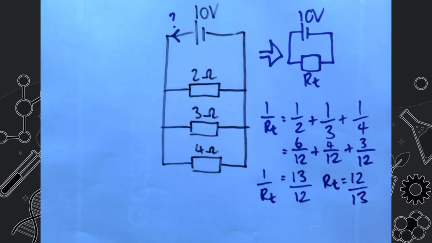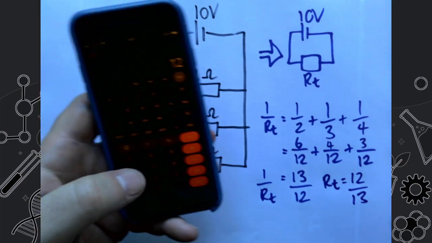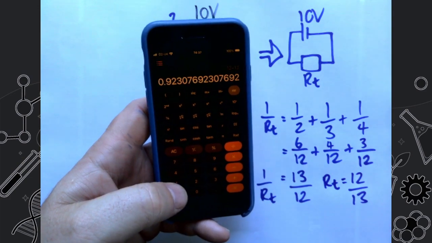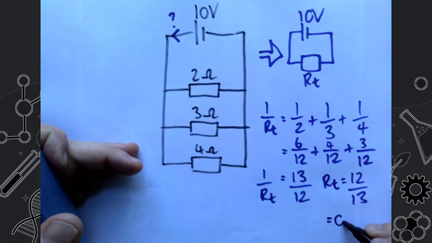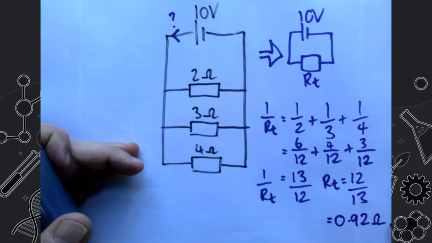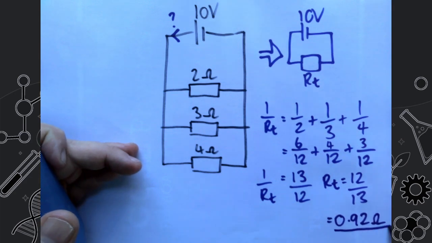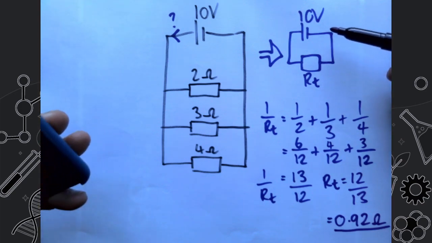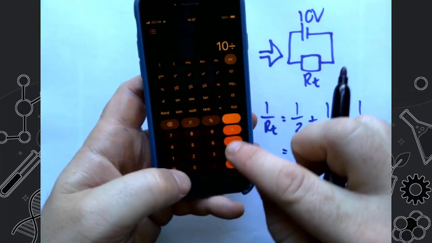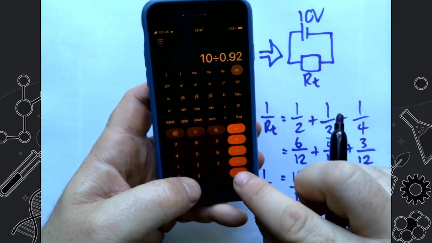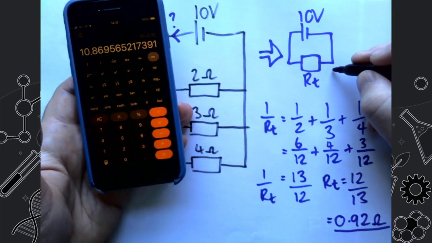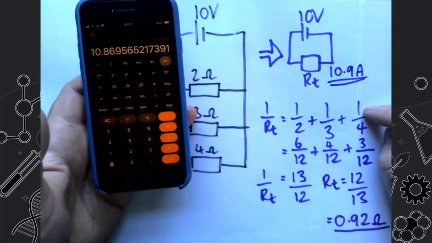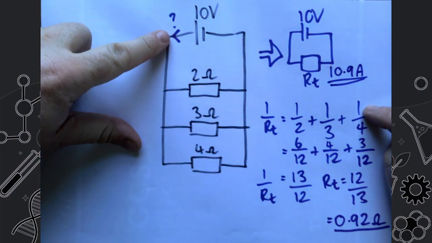And let me just get the numbers. So let's just do 12 divided by 13. So it's 0.9, call it 0.92. Now, 0.92 ohms is the equivalent resistance. So 10 volts divided by 0.92 ohms gives us 10.9 amps. That's what I've got to have coming out of the battery.